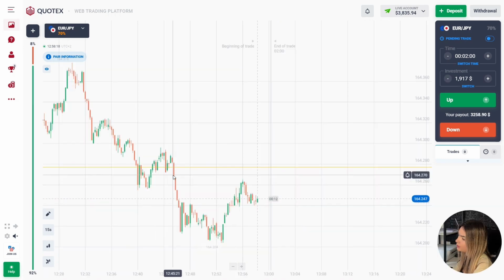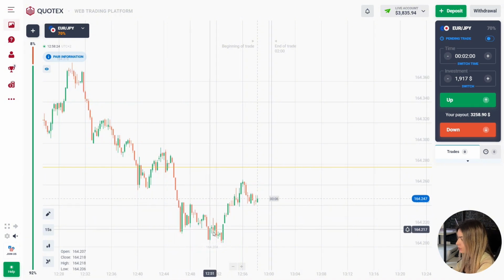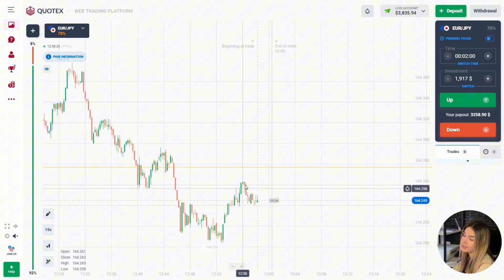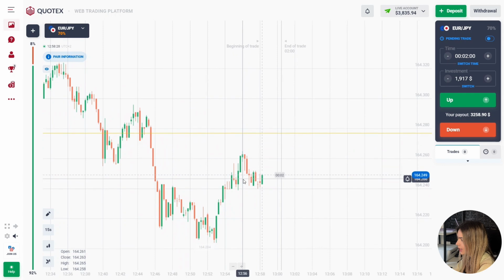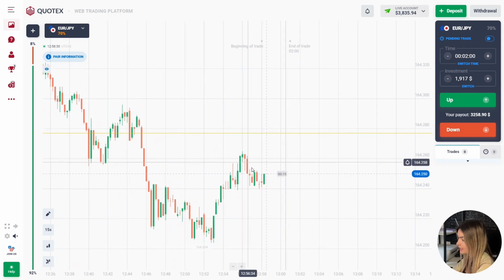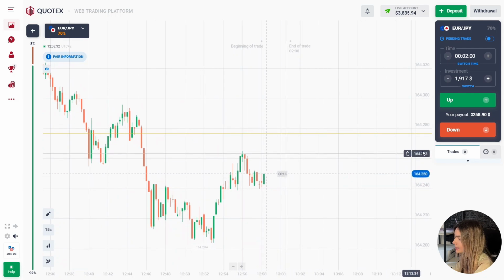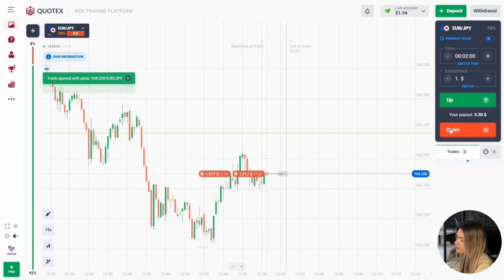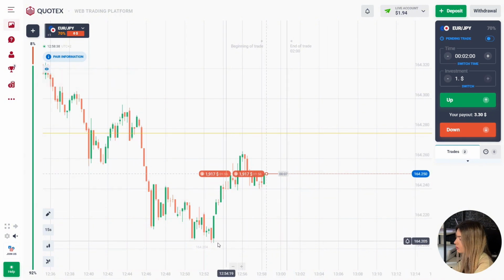So here we had a breakdown of the support level. At the moment, the price is rolling back up. And also here we see a kind of attenuation. In such a situation, I suggest opening a deal for 2 minutes down. We also had a lot of space left until the last price low.